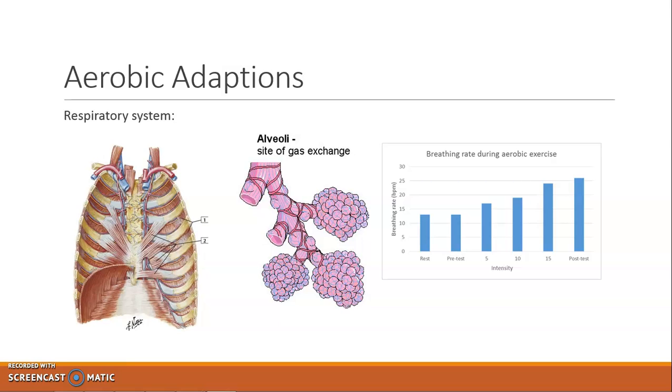Larger alveoli increases the surface area for diffusion of oxygen into the bloodstream. This means gas exchange is more effective during exercise, so more oxygen can get into the body and therefore VO2 max increases. These adaptations combined can help increase an athlete's performance.